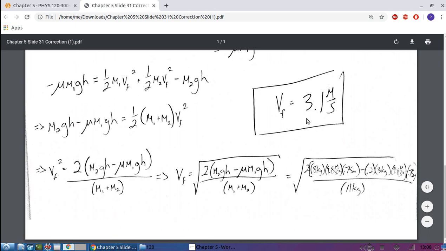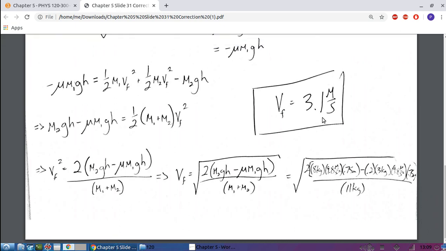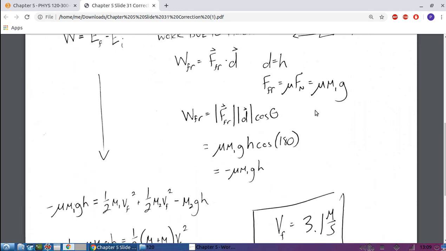And so we'll end up with a speed that's actually less than my original answer, which makes sense, right? The energy from the system is lost. So the whole system is going to have less kinetic energy, which means the two objects are going to have a speed that's smaller than when I neglected friction. Okay, so the process is the same.